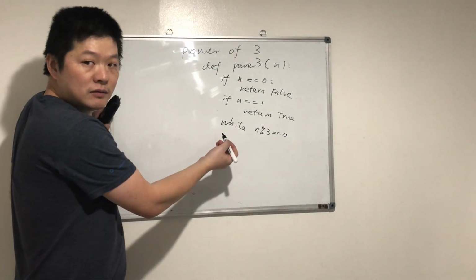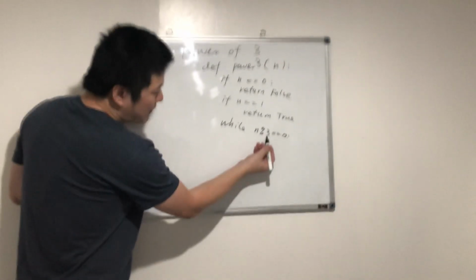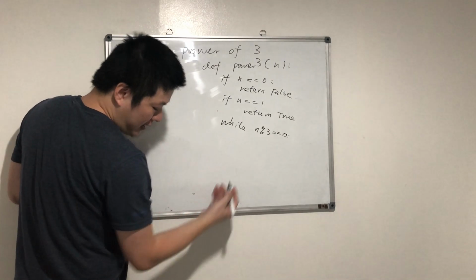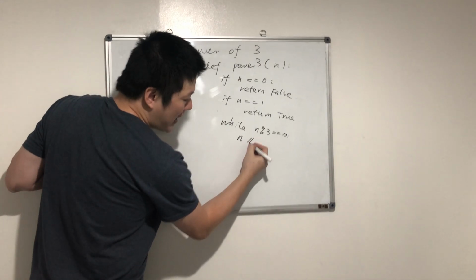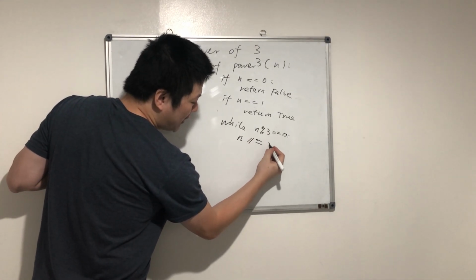Eric, why can n be divided by 3? What should I do? Divided by 3. So how do I write it? n divided by 3, divided by 3 equals 3, right?